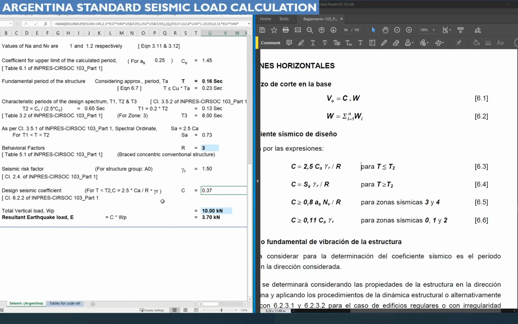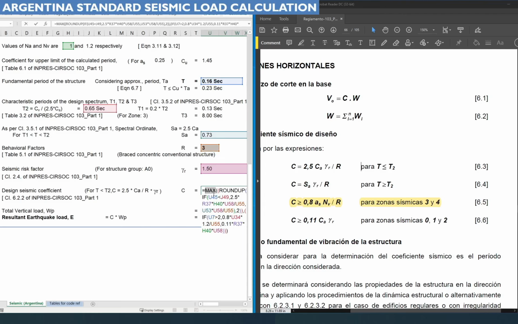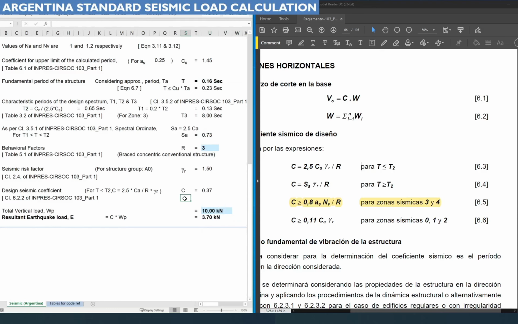So finally, I am getting the seismic coefficient as 0.37, because in our case T is less than T2. So this is the formula to be applied. And finally, we need to check that the C value should be greater than or equal to 0.8 AS NV in case of seismic zone 3. So this equation is also checked here, and the final maximum value is considered as the C value, which is 0.37.